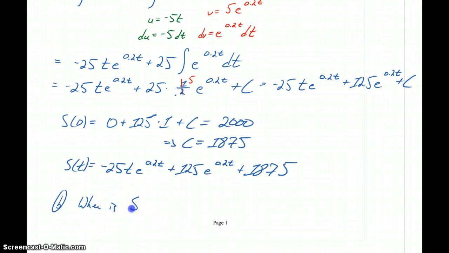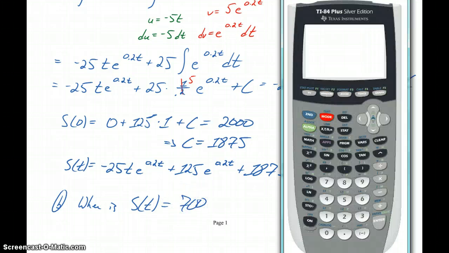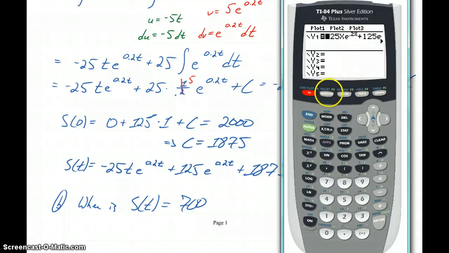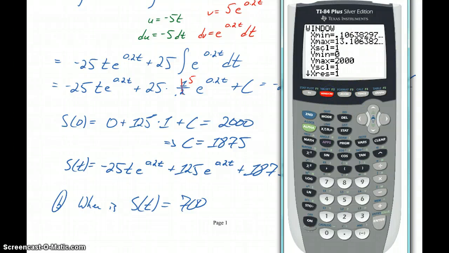And then in part B, we want to know when is S of t equal to 700. So looking at the graph of our function, which I've already typed in, and I've already set my window so that I have a good view for this.